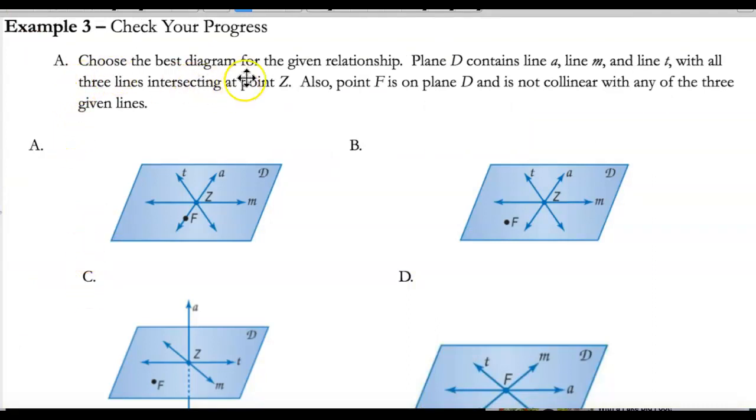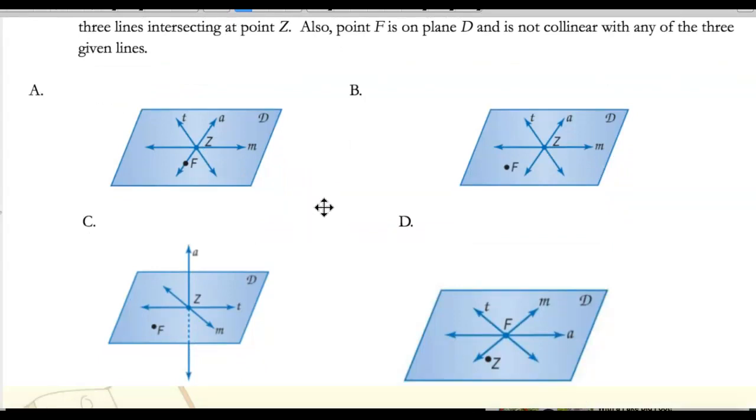Choose the best diagram for the given relationship. Plane D contains lines script A, script M, and line T. So we have to have 3 lines with all of them intersecting at point Z. Let's see if we can get some of these ones crossed off, because they're definitely wrong. So they have to meet at point Z. I'm going to say definitely this one here is wrong because they're meeting at point F.